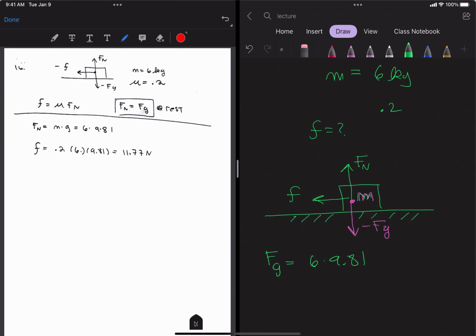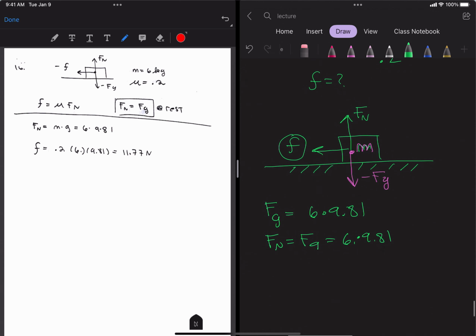I'm just going to leave that number as is. And just like before, this thing is stationary in the vertical direction, so that means that the normal force is also equal to the weight. So this is also 6 times 9.81. But what we want is friction.